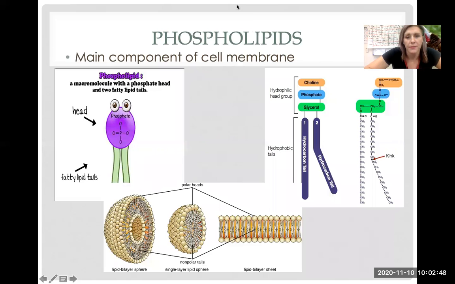So here's the phospholipid, what it looks like. It's a main component of the cell membrane. Here's one broken down. You have a head and fatty lipid tails. If you look, here's two layers.